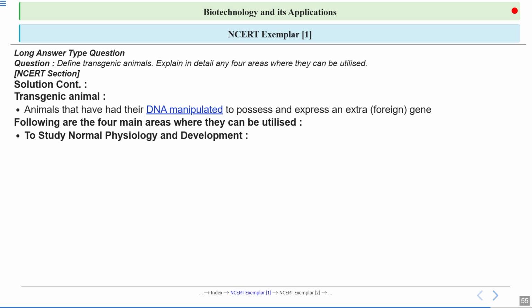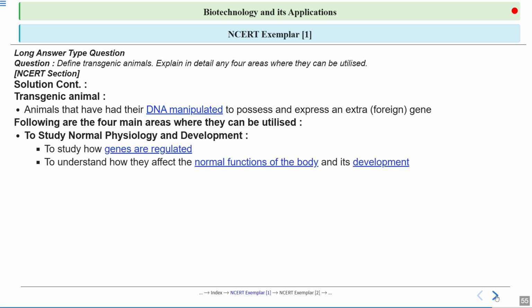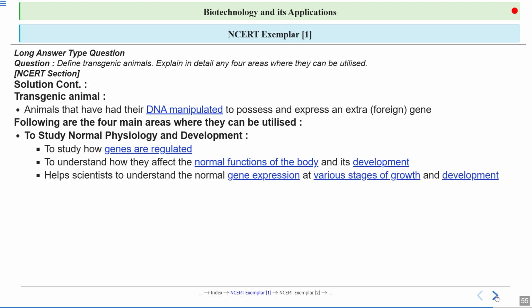First, as I told, they can be used to study normal function, normal physiology and development. We can study how the genes are regulated, and how those genes can affect the normal function of the body and its development. It can also help scientists to understand normal gene expression at the various stages of growth and development.